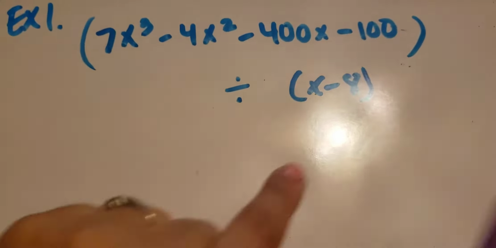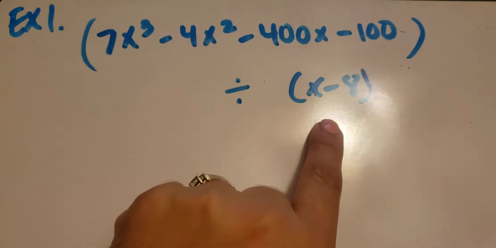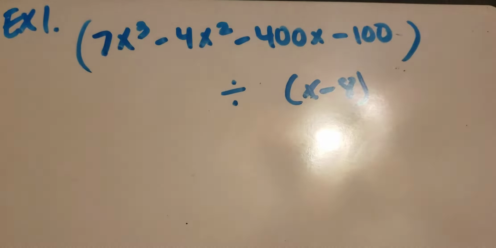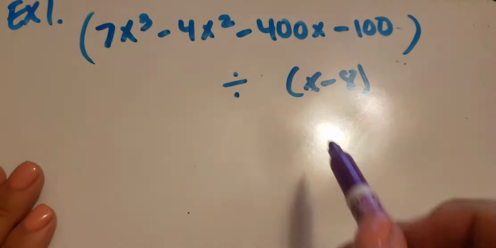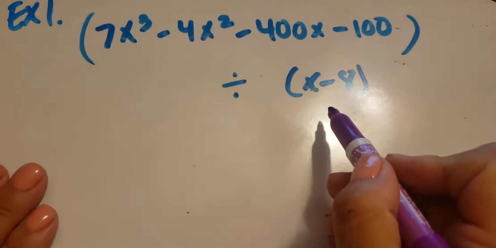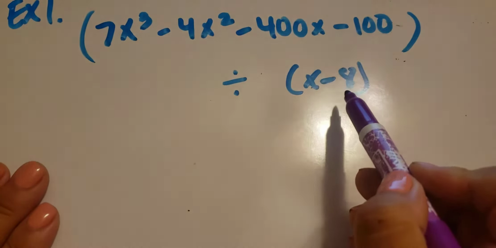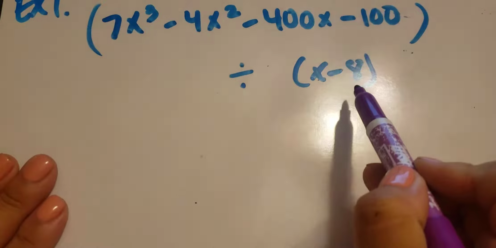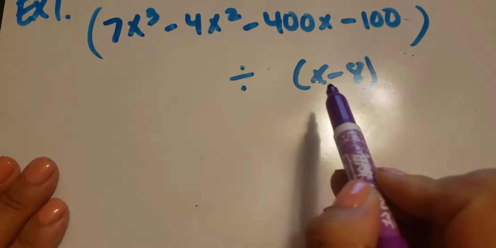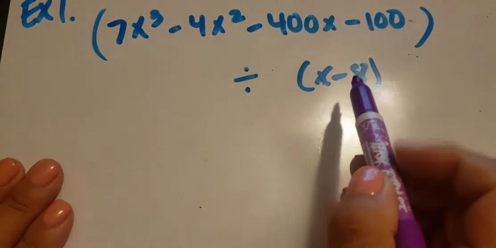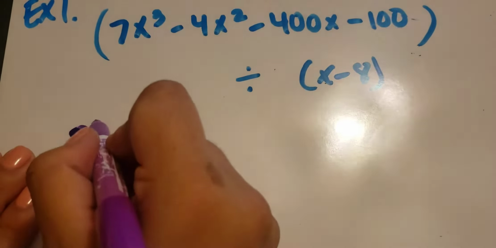So this is our binomial, and it's the same as our divisor. This is our dividend. For synthetic division, all you have to do is solve for x. Or essentially, you could think about it this way: if this is x minus 8, you're basically just going to give me the opposite of what this is. So instead of negative 8, you're going to give me 8.